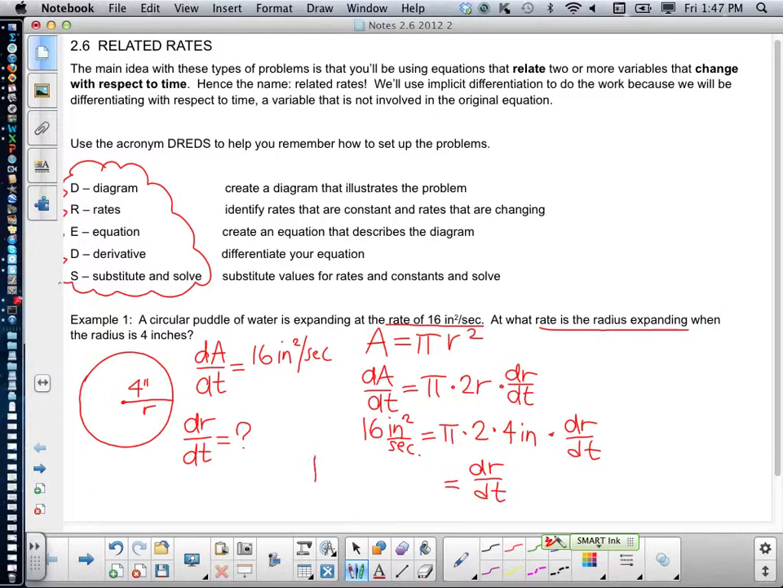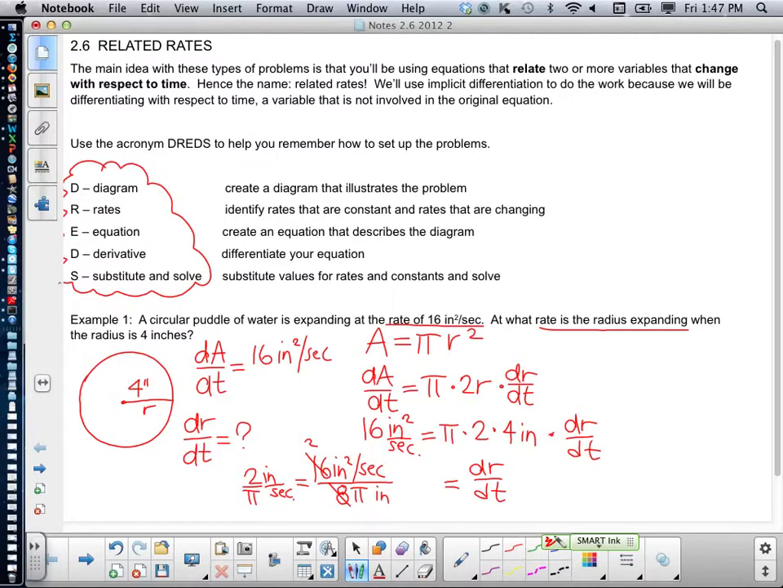So that gives me 16 inches squared per second divided by 8 pi inches. And now notice when we simplify that a little bit, the inches squared divided by inches just gives us inches. And the 16 and the 8 divide out, we get a 2 here. So we have 2 over pi inches per second.